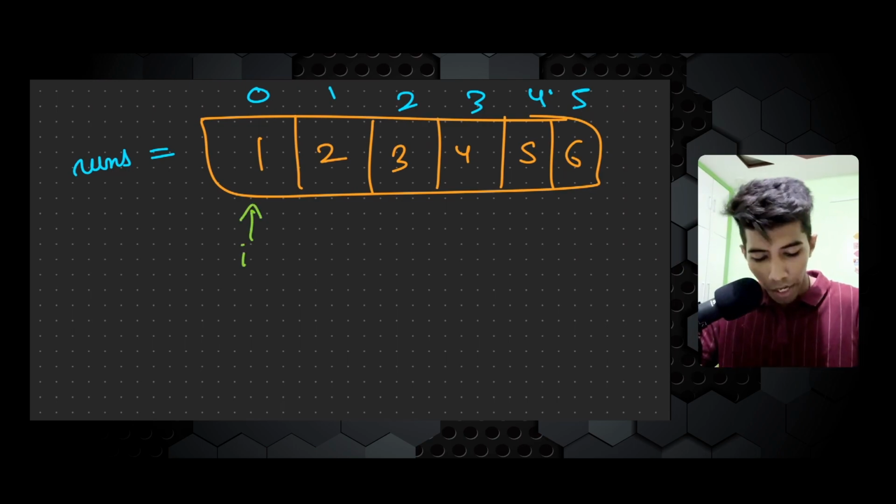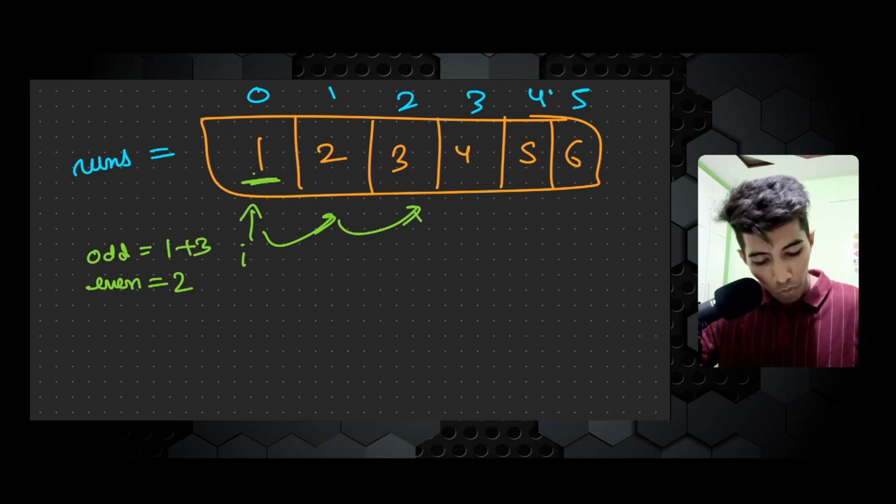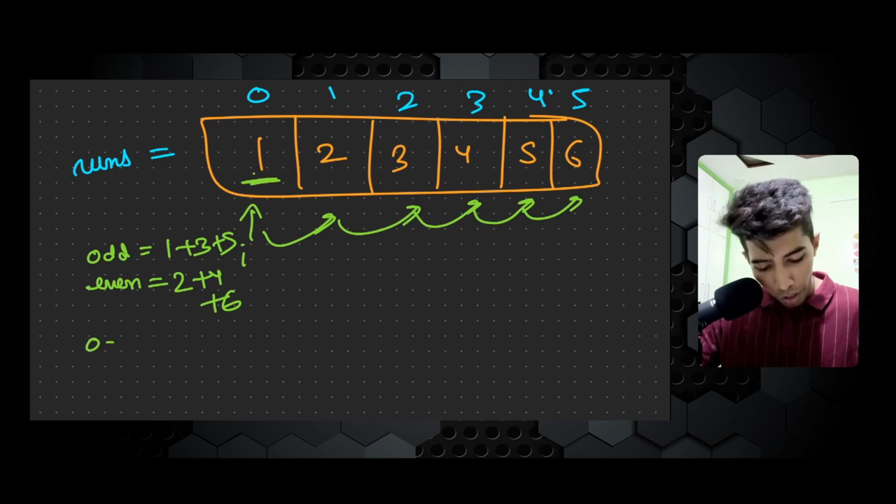Then it will check whether my 1 is even or odd. So my 1 is odd, so in the odd it will add 1. Now let's move to the 2. Now it's even, so in the even it will add 2. Now it will come to the 3. So 3 is odd, so 1 plus 3. And when it comes to 4, 4 is even, it will go here. Then it will go to 5, 5 is odd, it will go here. And then here it is even, and it will be 6. So the output which I will be getting is, this will be 9 and this will be 12.